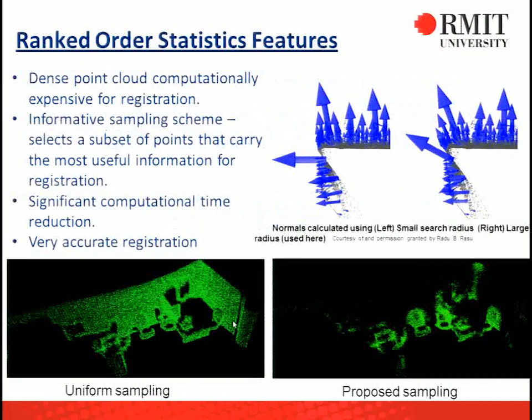So the main idea is that using a full dense point cloud is computationally expensive for registration and mapping, particularly for real-time applications. Therefore, we propose an informative sampling scheme that is able to select only a subset of points that carry the most useful information for registration, using the statistical analysis of their flatness. This results in significant computational time reduction while achieving very accurate registration that's very comparable to using the full point cloud.